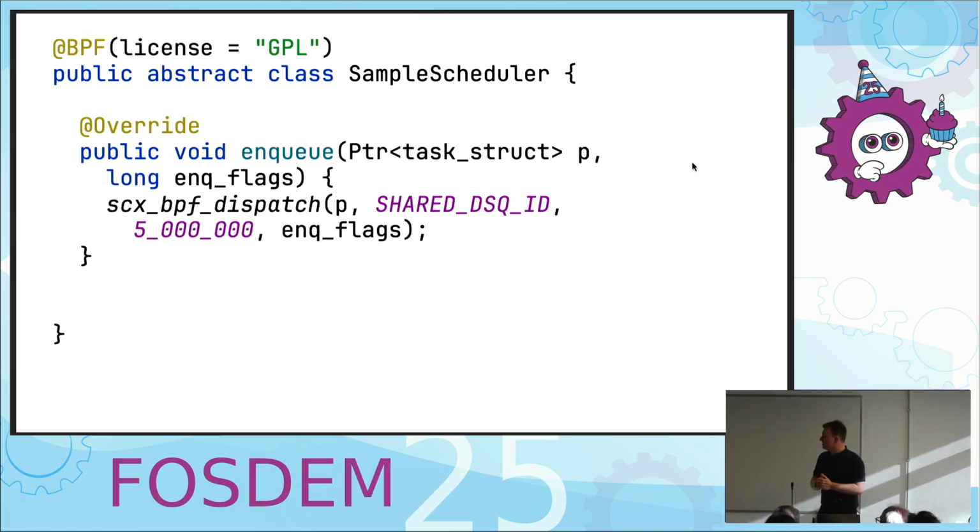In this case, we're using another kfunc, SCX BPF dispatch. We're taking our task, we're putting it in our shared DSQ. We're saying next time it runs, it can have up to 5 milliseconds, and then we're just passing through these flags. It's pretty simple too so far.